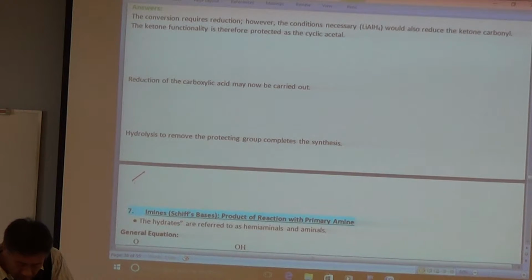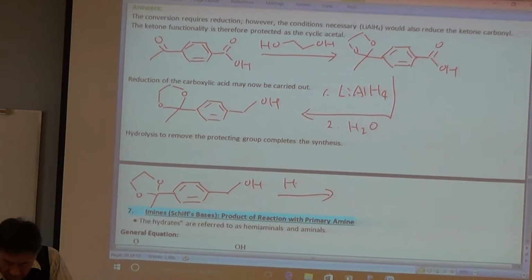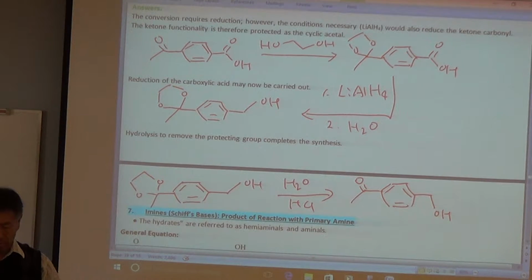So now let's put the lead right here. What do you use? Just simply adding water and HCl or H2SO4. So that will get rid of your acetal and you will recover your ketone. Okay, so you will also produce your ethylene glycol.